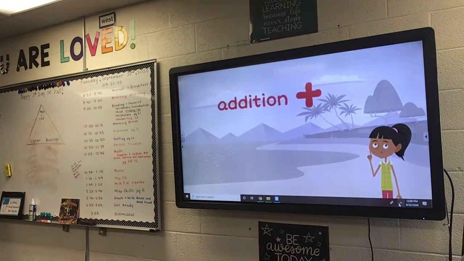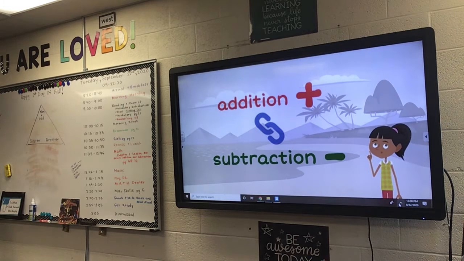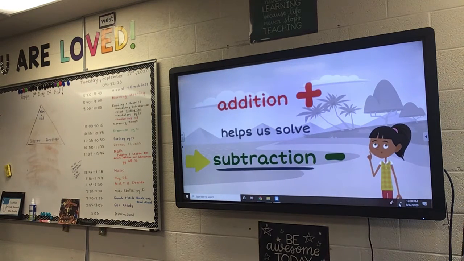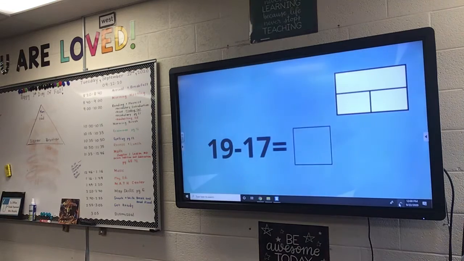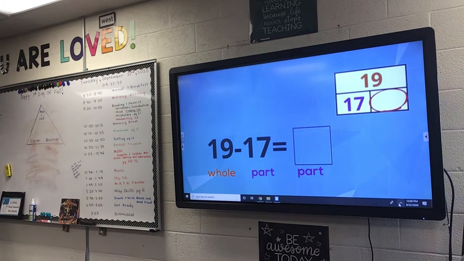So we know addition and subtraction are related, but why is this relationship important? Well, it can be really useful because we can use addition to help us solve subtraction problems. Let's take a look at this equation. 19 take away 17. 19 is the whole, 17 is the part that we must take away. The equation is asking us to work out what part will be left over. We could work this out by subtracting 17 from 19, but there's an easier way.